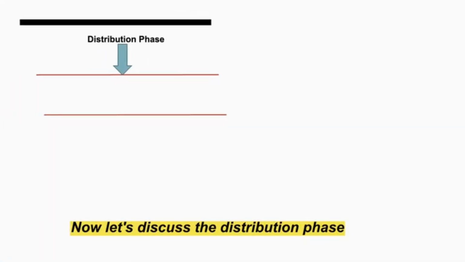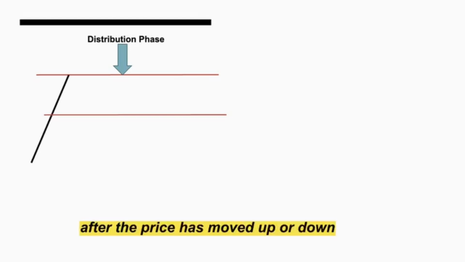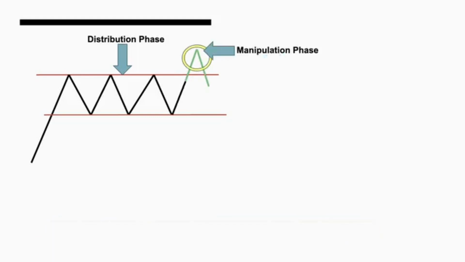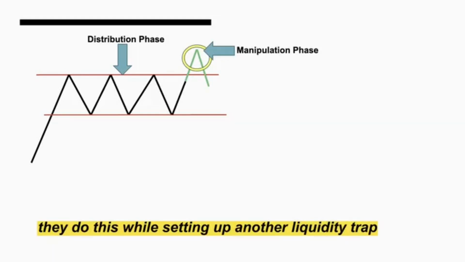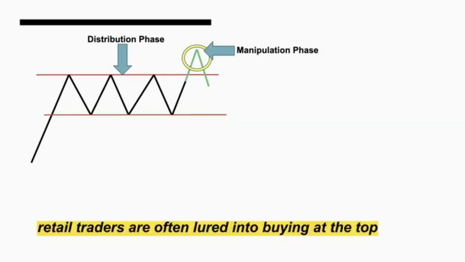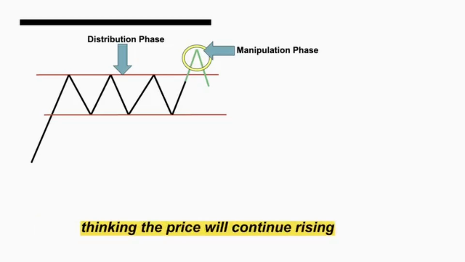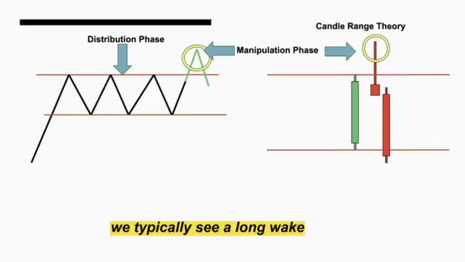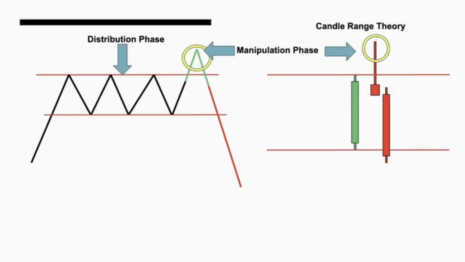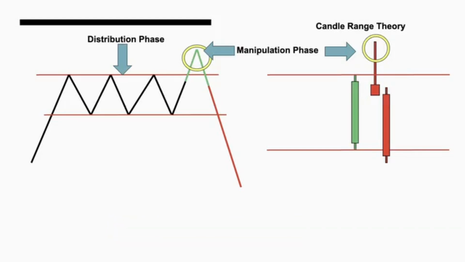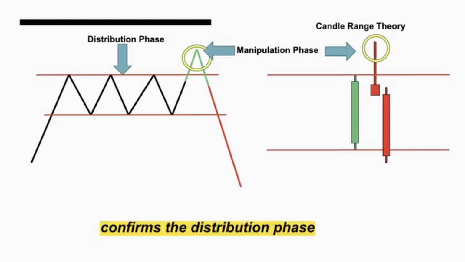Now let's discuss the distribution phase. After the price has moved up or down following the manipulation phase, smart money starts offloading their positions. They do this while setting up another liquidity trap, this time at the resistance level in a bullish setup. Retail traders are often lured into buying at the top, thinking the price will continue rising, but instead, the price reverses sharply. On higher time frames, such as the daily or 4-hour chart, we typically see a long wick above resistance in a bullish trend. This wick indicates that smart money is offloading their positions while trapping traders again.